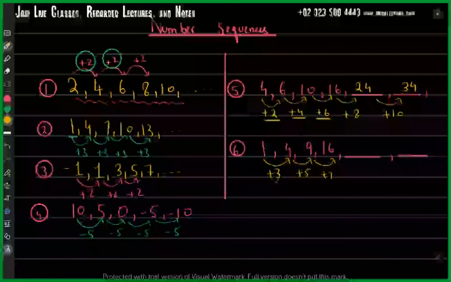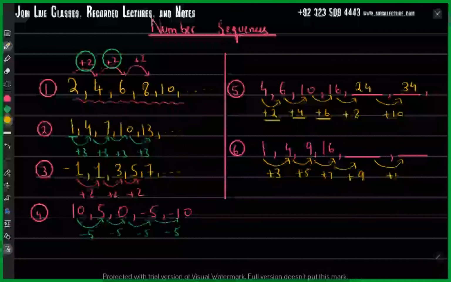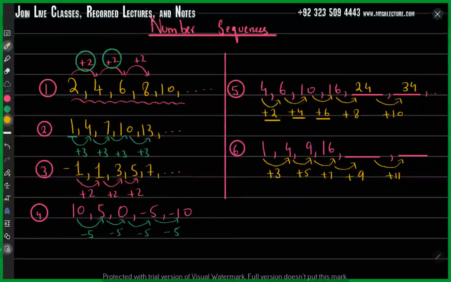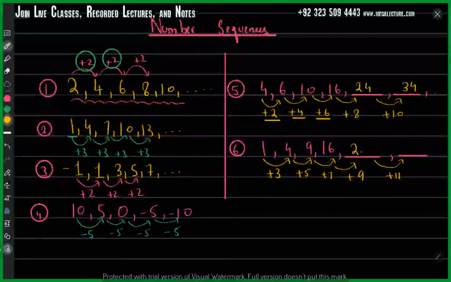This means that we have added 3, 5, 7, and the next number that I would add is going to be positive 9. And the next one is going to be positive 11. So the pattern is 3, 5, 7, 9, 11. Very good. So this number is going to be 25. This number is going to be 36, and so on.